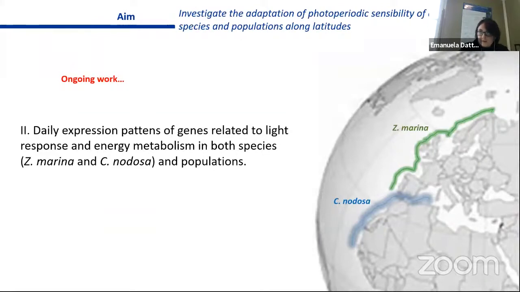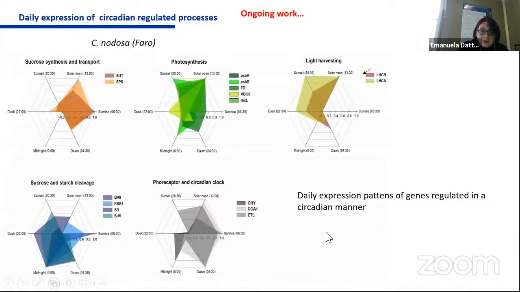So regarding the other task of the work, the analyses are ongoing, but I will show you the first results that we obtained. For example, for the daily expression of genes related to light and other processes that we know are regulated in a circadian manner. This is a panel of genes that we analyzed, and then we are analyzing genes related with sucrose synthesis and transport, photosynthesis, light harvesting, and also photoreception and circadian clock.